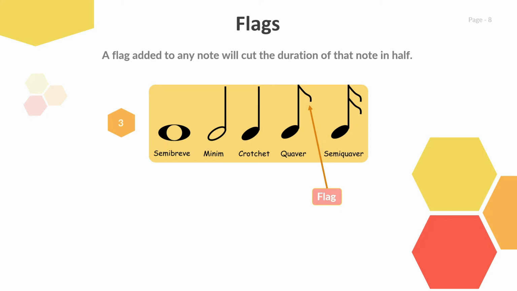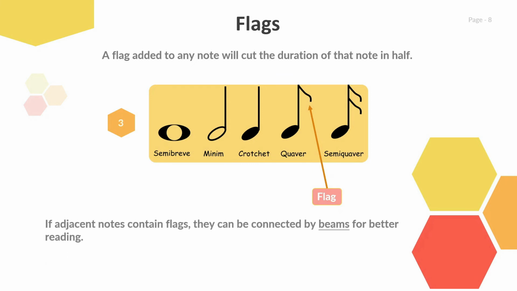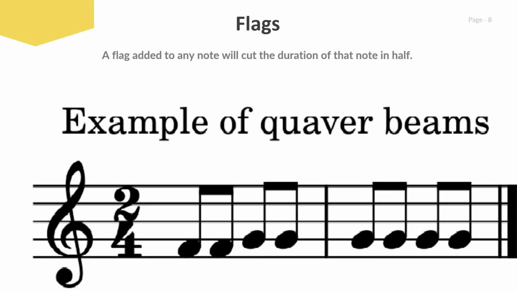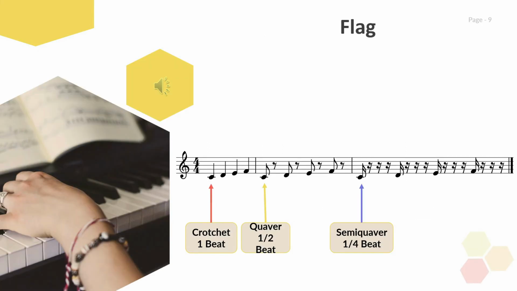Have a look at the example number 3. Flags are hooked to the stems. Something to know is that if adjacent notes contain flags, they can be connected by beams for better reading. I will be covering this topic in detail in another video. Now let's look at this example.